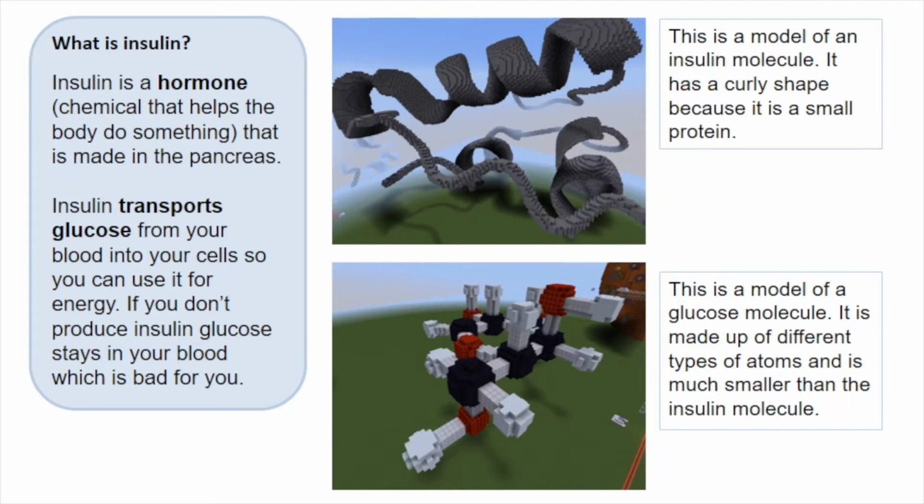In the image at the top, you can see a molecule of insulin built in Minecraft. Molecules are groups of things called atoms. Molecules are the smallest unit of a substance that still has all the properties of that substance. For example, a glucose molecule, like the one in the picture at the bottom, is the smallest bit of glucose you can get. If you broke it up any smaller, it would stop being glucose and would just be lots of atoms.